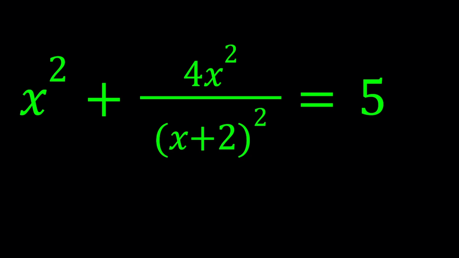Hello everyone, in this video we're going to be solving a nice rational equation. We have x squared plus 4x squared divided by (x plus 2) quantity squared equals 5, and we're going to be solving for x values. I'll be presenting two methods, and let's start with the first method.